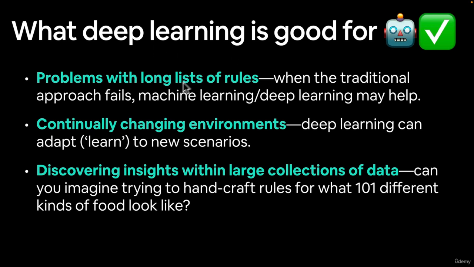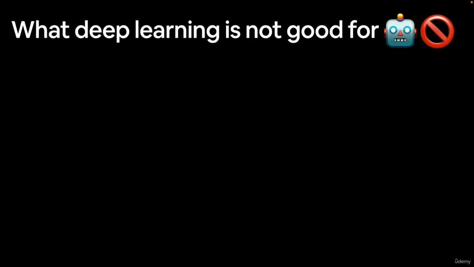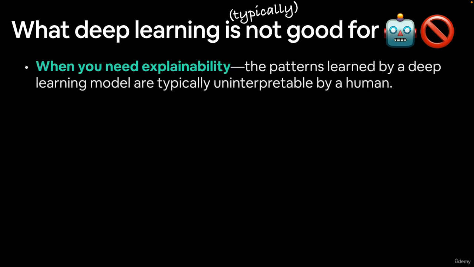So keep this in mind. What is deep learning good for? Problems with long lists of rules, continually changing environments, or discovering insights within large collections of data. Now, what deep learning is not good for, and I'm going to write typically here because, again, this is problem specific. Deep learning is quite powerful these days and things might change in the future. So keep an open mind. If there's anything about this course, it's not for me to tell you exactly what's what. It's for me to spark a curiosity in you to figure out what's what. Or even better yet, what's not what.